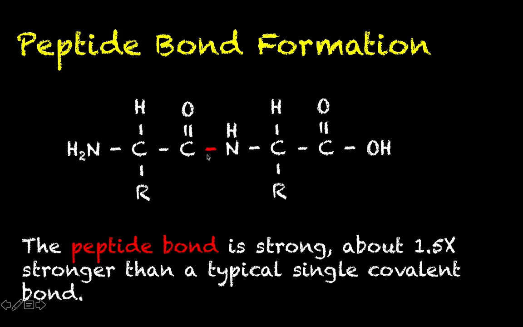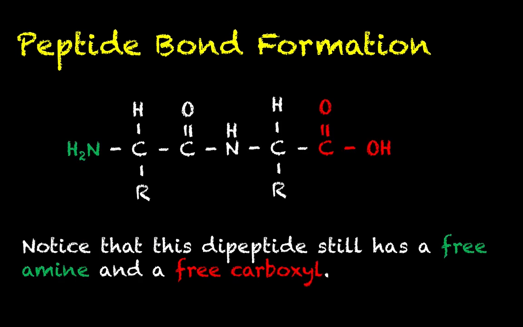So that results in the peptide bond being stronger than you would expect and being especially hard to break, which helps to give proteins a lot of extra stability. One thing you will notice about this dipeptide, two amino acids joined together, is that this dipeptide still has a free amine highlighted in green and a free carboxyl highlighted in red.